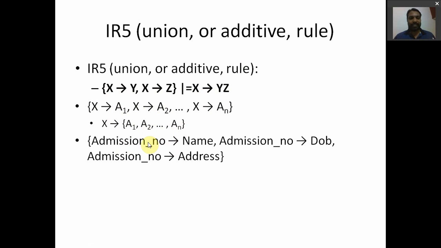We will see the same example. We have a set of functional dependencies: admission number to name, admission number to date of birth, admission number to address. From this, we can infer that admission number to name, date of birth, address. We are doing a union operation on the Y and Z parts, so we are performing Y union Z here.